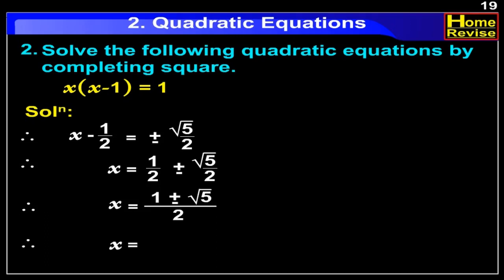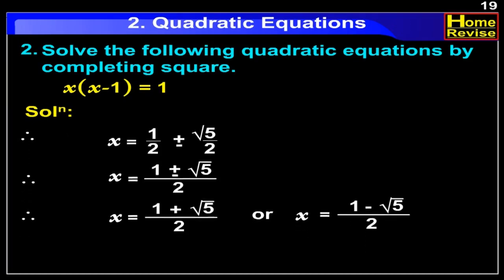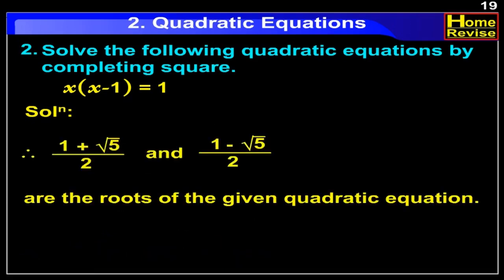Therefore, x = (1 + √5)/2, or x = (1 − √5)/2. Therefore, (1 + √5)/2 and (1 − √5)/2 are the roots of the given quadratic equation.